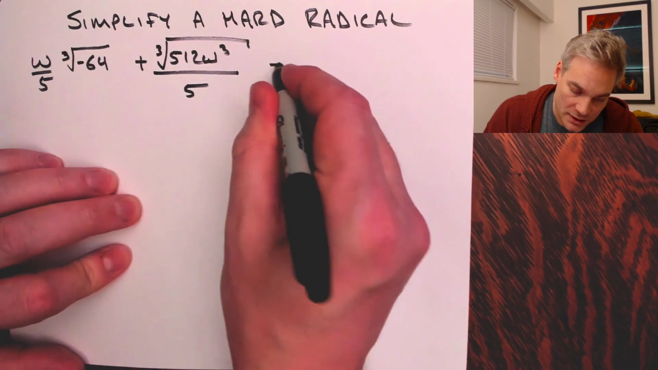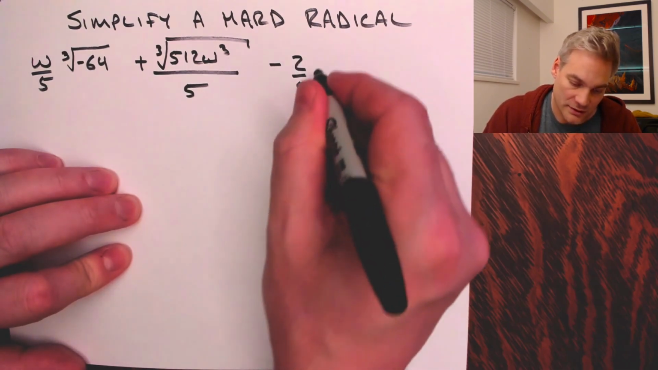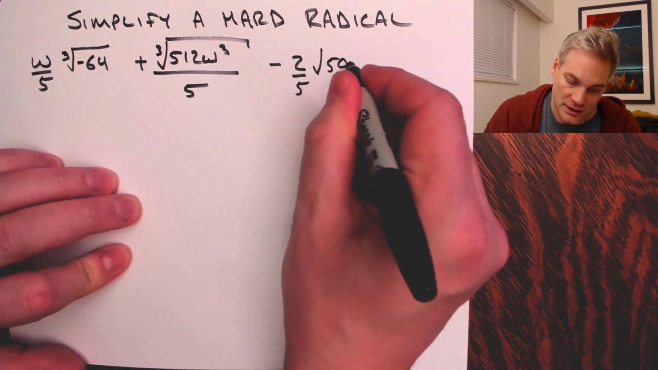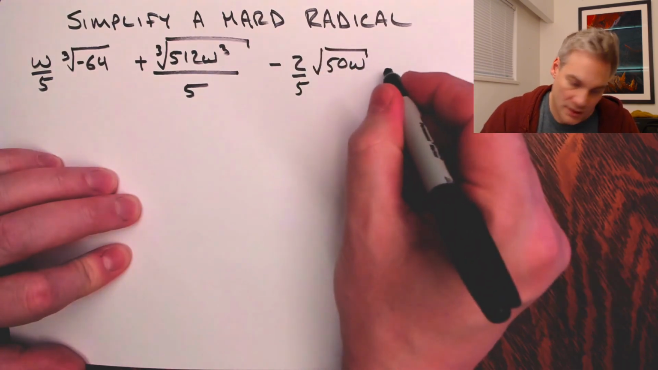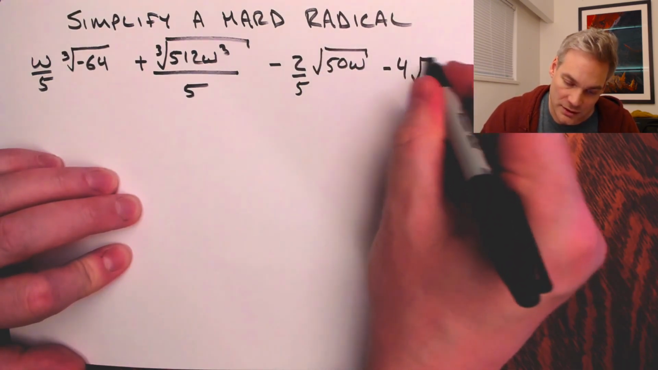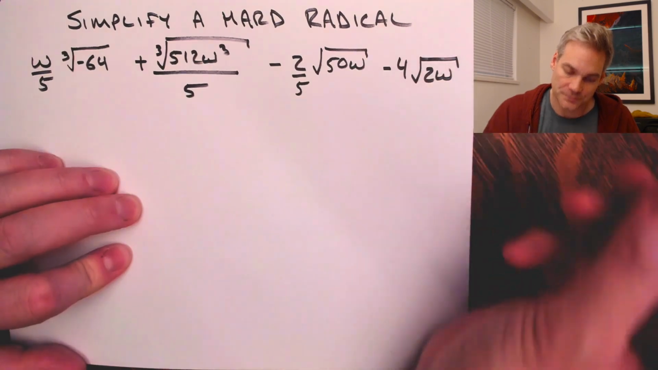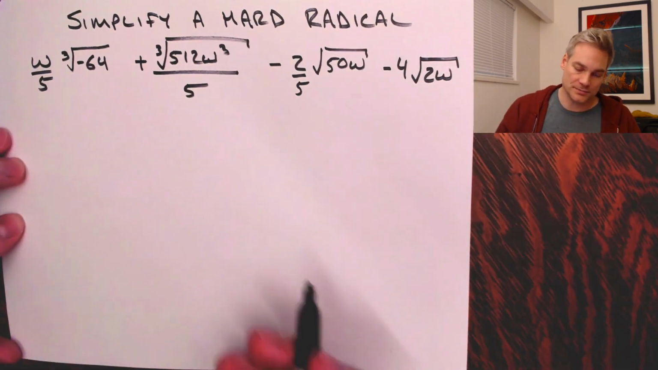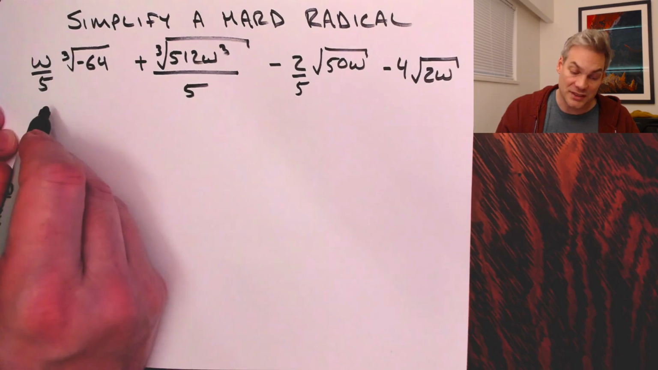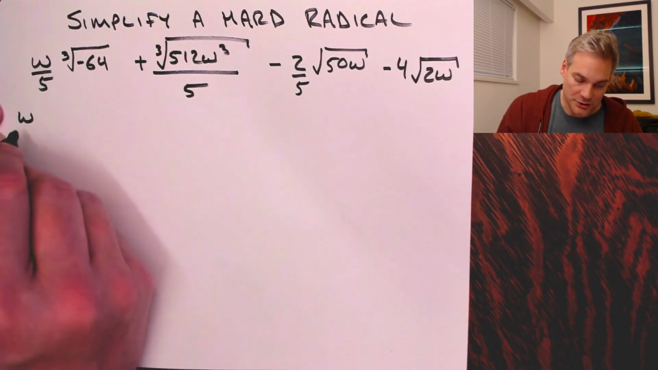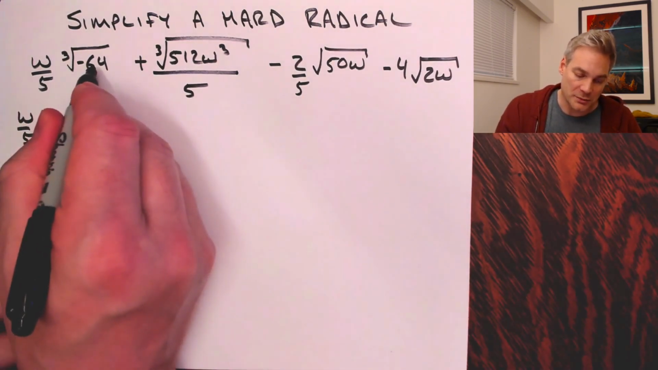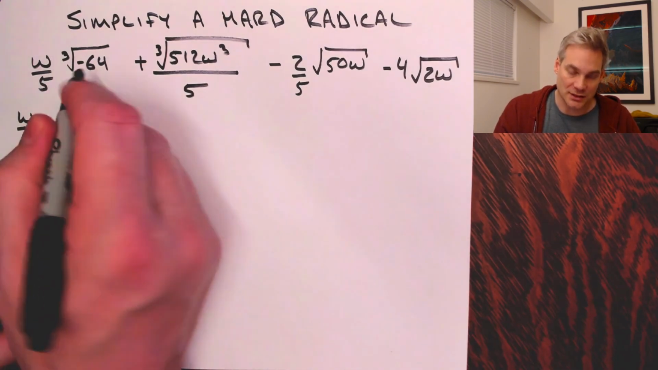And then we have minus 2 over 5 root 50w minus 4 root 2w. Okay, so let's start with the first term. We want to simplify this. So we have a w over 5 out front, and we have the third root of negative 64.